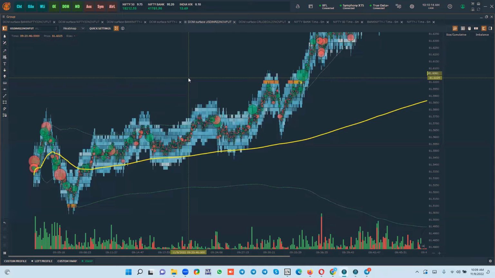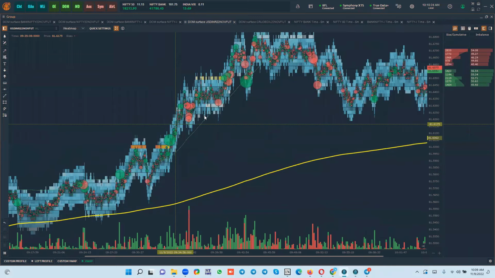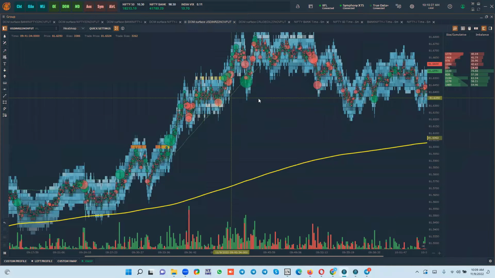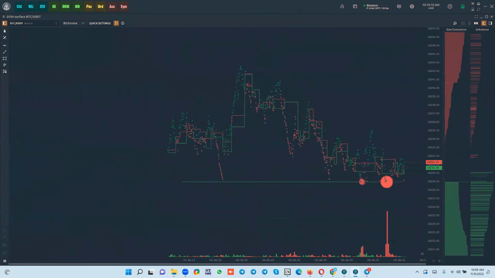So it gives you a heat map kind of a view, and large orders that are there will be reflected in orange or yellow colors, so that you can easily identify these orders.